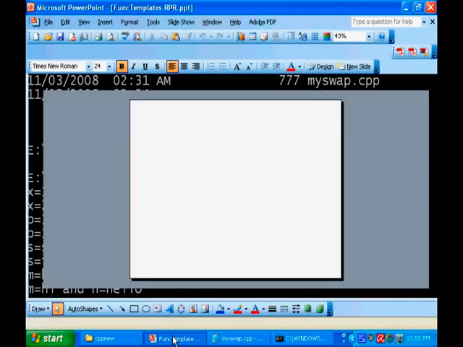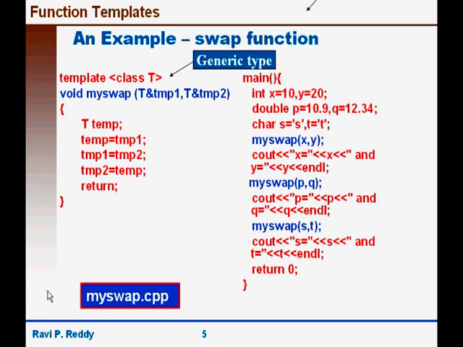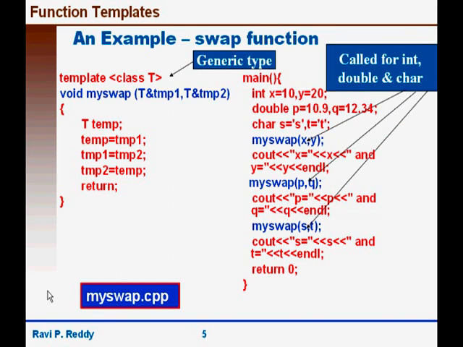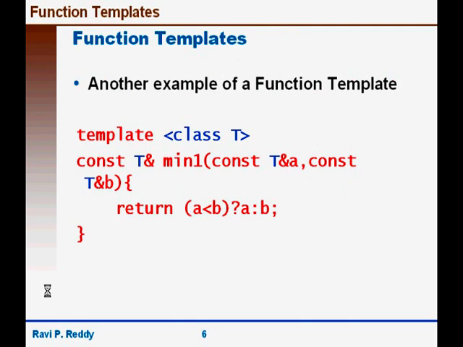Let's go back to the PowerPoint. So we are seeing that the same function template has been called for int, double and char, and also for strings in our example. Another example of a function template here is this function template for a min function. Here the function is min1. Given two values a and b, it returns the smaller of the two. The code is here: if a is less than b, return a, else return b. So the return type is also of the same type t. Here the unknown type is t.